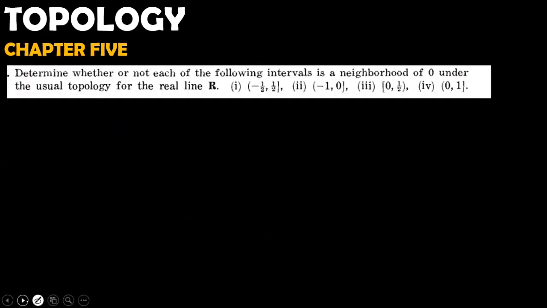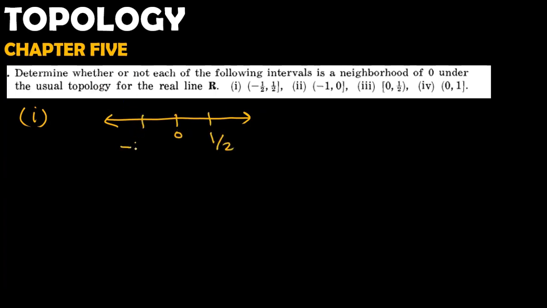So we are going to move towards a very important example. I hope that after doing this example, the concept of the interval and how to find the neighborhood in an interval will be very clear to you. Determine whether or not each of the following intervals is a neighborhood of 0. This is our first interval, and we are going to find a neighborhood of 0 in between. I made a good line here. This is part 1, from negative 1 by 2 to 1 by 2.